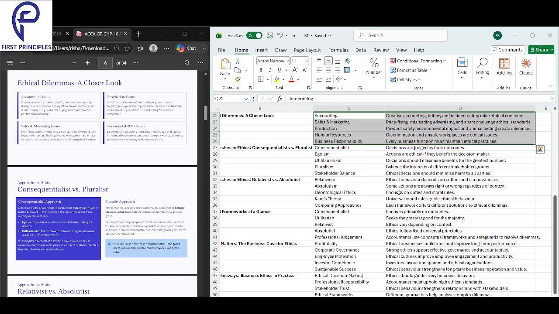Business responsibility. Every business function must maintain ethical practices. That is about business responsibility.